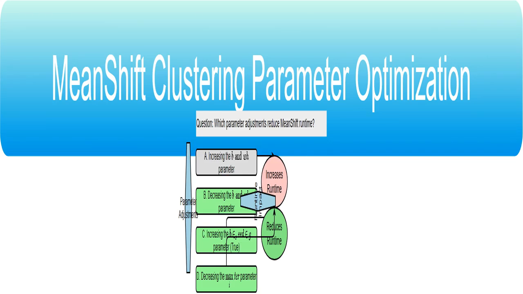This is the title, setting the stage for a discussion on optimizing the MeanShift clustering algorithm parameters. It's all about making the algorithm run faster without sacrificing too much accuracy.